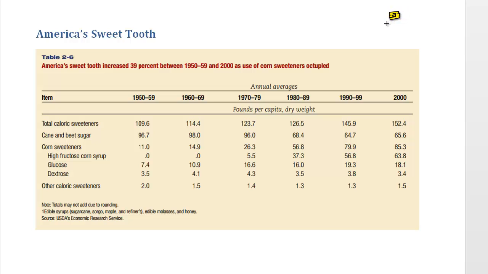So let's look at some data from the U.S. Department of Agriculture. It lists some total caloric sweeteners used by Americans in pounds per capita for the 50s, 60s, 70s, 80s, 90s, and the year 2000. So our independent variable, the years, goes from 1950 through 2000, and our dependent variable, the y values or the range, actually ranges from 110 to 152.